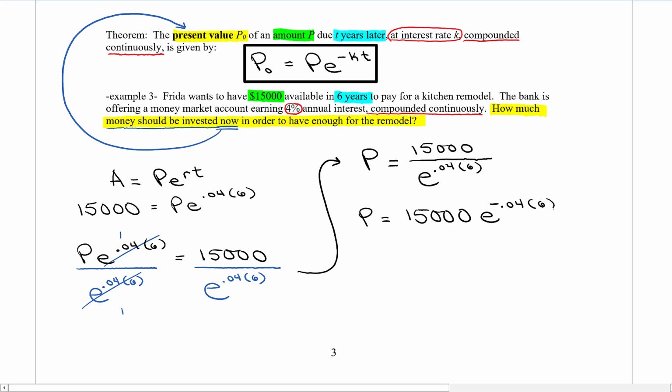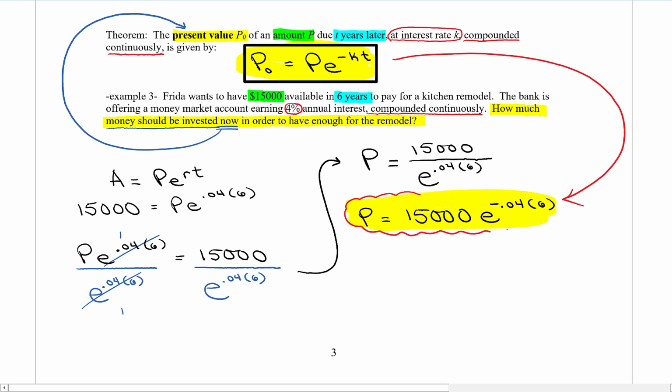Now if you compare this equation with the equation that I'm highlighting in yellow, which represents the present value P sub 0, you will notice that they have the exact same setup. I'm going to draw an arrow pointing down from my present value P sub 0 equation towards my answer that I just found right now. I'm going to highlight in yellow the P equals 15,000 times e raised to the negative 0.04 times 6 power, and I'm going to draw a red cloud around that.